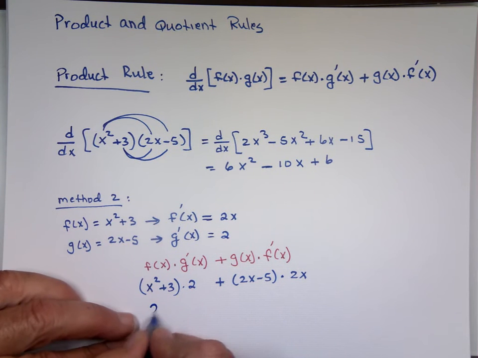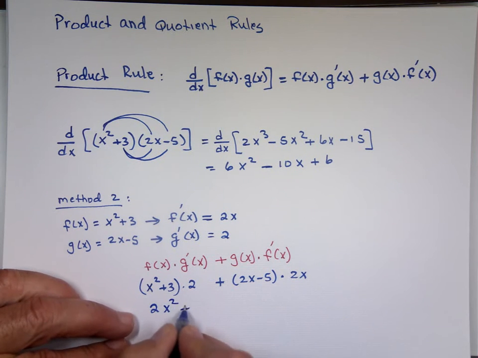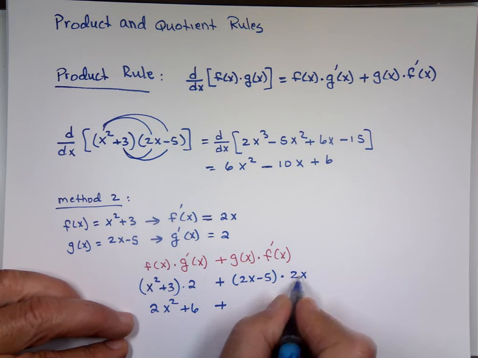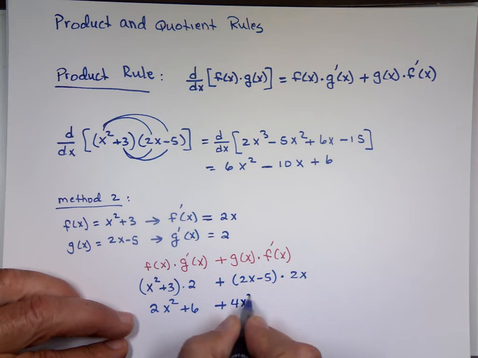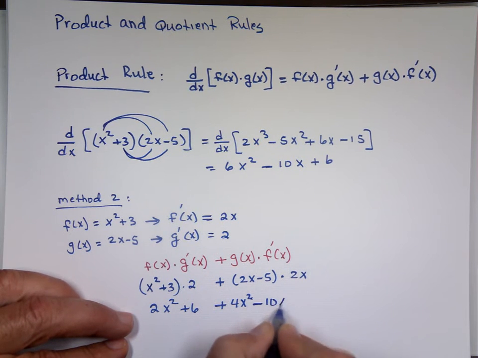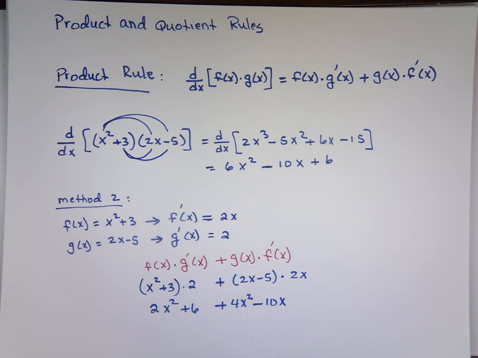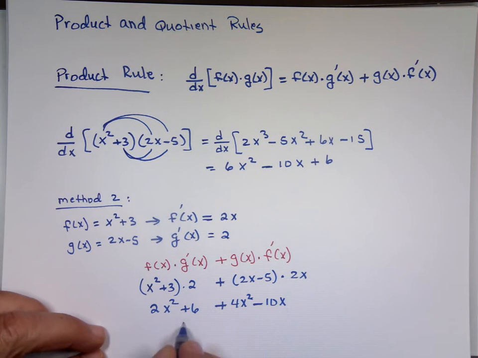So that would be 2x squared plus 6. What's 2x times 2x? 4x squared. What's a negative 5 times 2x? Can we collect like terms? 2 and 4, which is what? 6x squared minus 10x plus 6. Is that the same answer? Yep. Which one is easier?